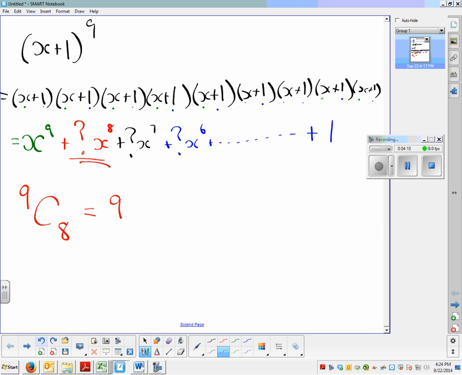It's the same idea for the 7s. If I'm doing x to the 7, how many ways are there to pick that? Well, out of my 9 brackets, I need to choose 7 x's, and 2 1s. So if I choose 7 x's, that's going to be 9 choose 7, which is, what, 36.